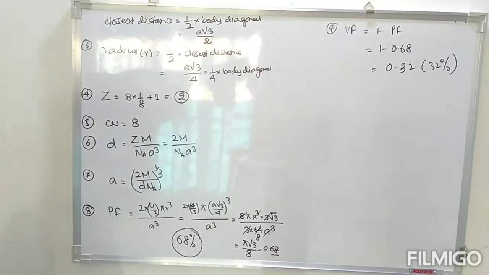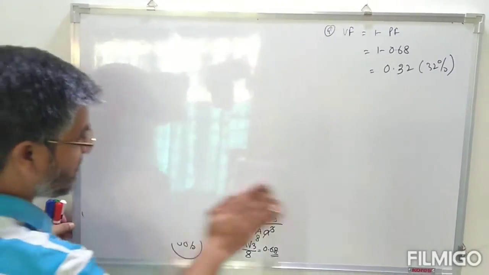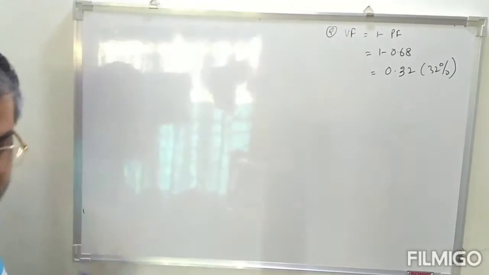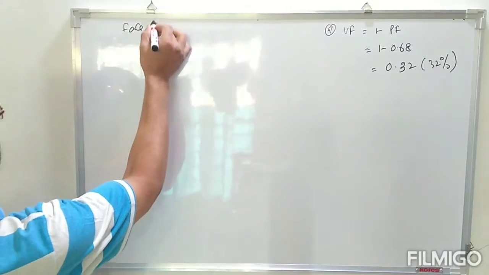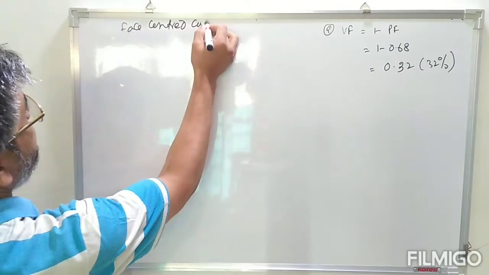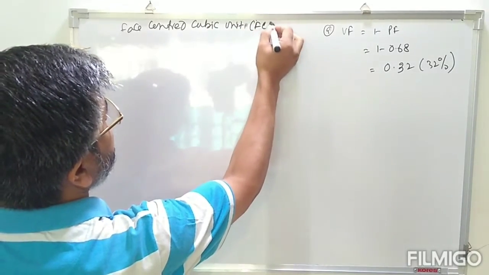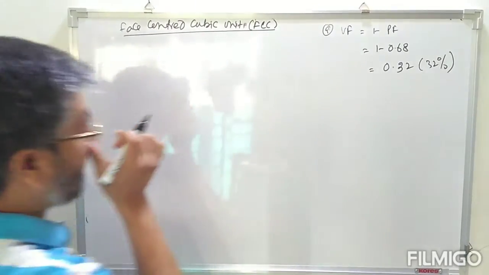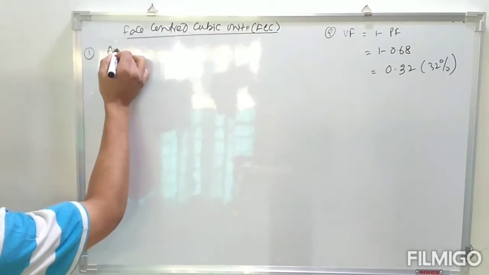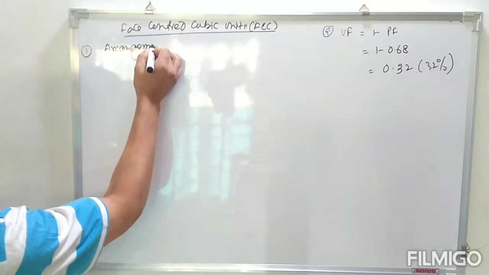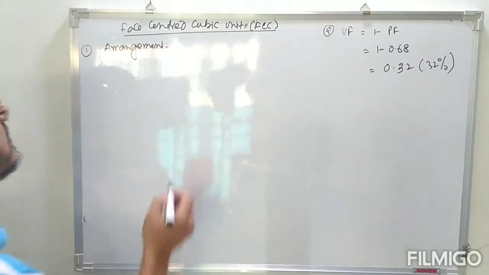Now once we have this body center cubic unit cell, we'll define the face center cubic unit cell, that is FCC. First we'll take out the arrangement of spheres in a face center cubic unit cell.